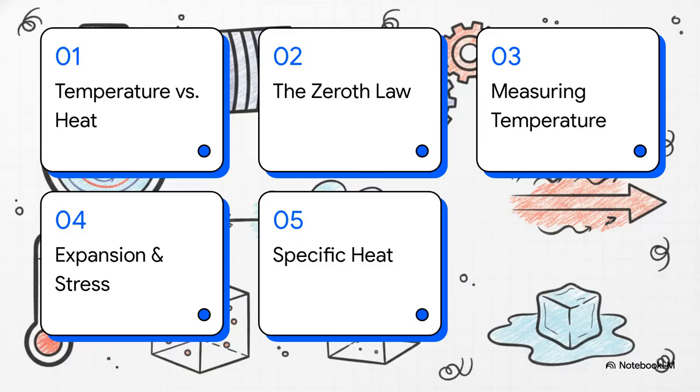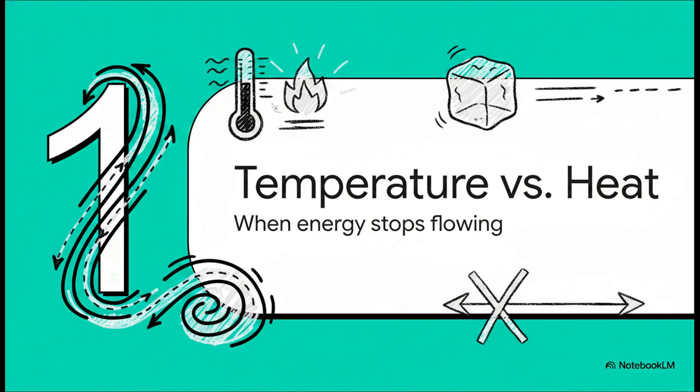Here's our quick roadmap for today. First, temperature versus heat. Second, the Zeroth Law. Third, measuring temperature. Fourth, thermal expansion and stress. And finally, specific heat. Section 1, temperature versus heat: when energy stops flowing.